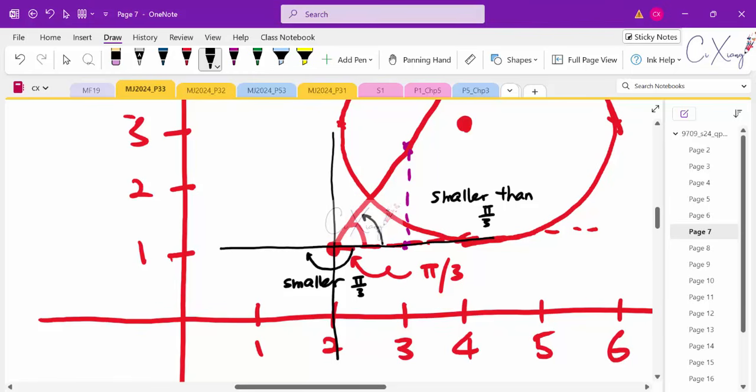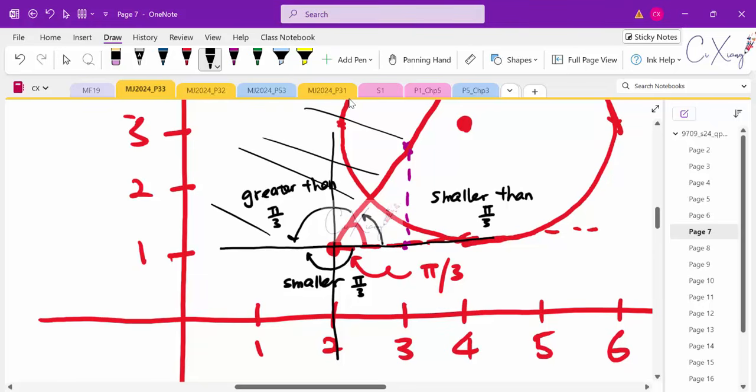Okay, so how about this area? From the line until the negative horizontal axis. So for this one, it is from pi over 3 until pi, if you want to calculate the argument. So this area is considered as greater than pi over 3. So that means if you want to shade the area, it should be the whole area on the left-hand side of the line. Okay, so this is how we decide it. So hopefully you have the idea how to shade the correct area.